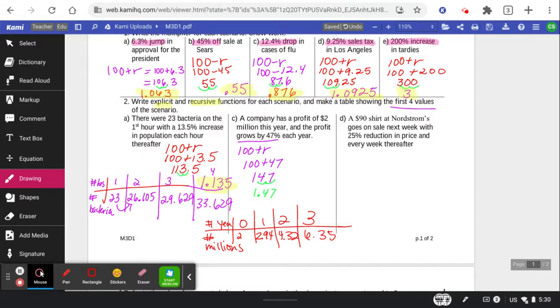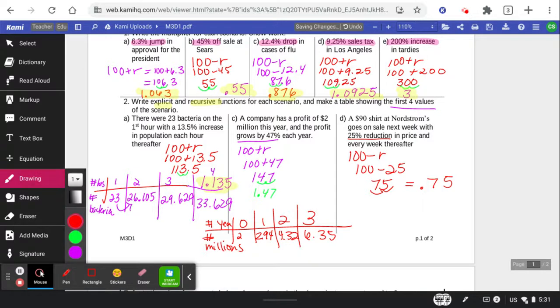Okay, this one is a $90 shirt at Nordstrom's, goes on sale, and next week with a 25% reduction. When it says reduction, it is subtracting the rate. And essentially it means that this shirt is going to be 75% of its original price. Move the decimal twice, we get a multiplier of 0.75, 75% of its original price. It's a pretty good deal.